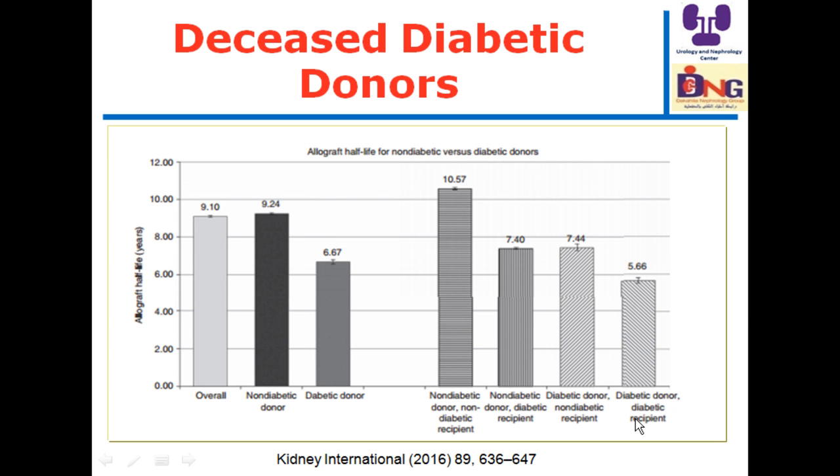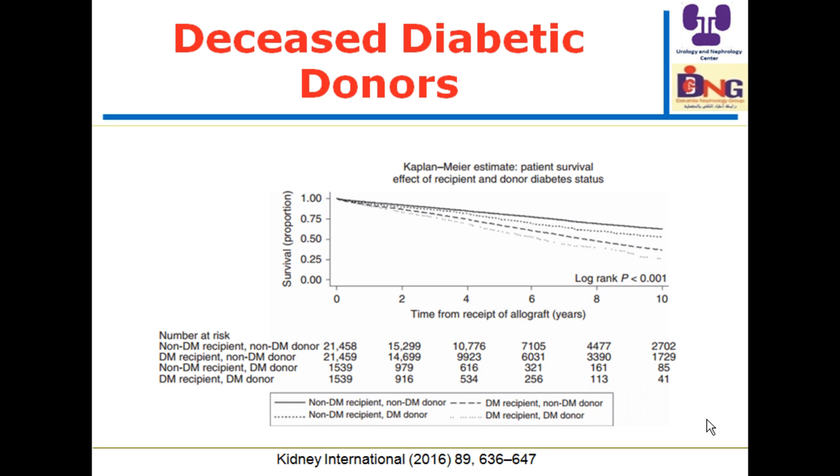for diabetic recipient. So again, in cadaveric donors, we can use kidneys from a diabetic individual so long as the kidney is accepted in function. However, we can look at the half-life here and know that the use of kidneys from a diabetic person has a lower survival.